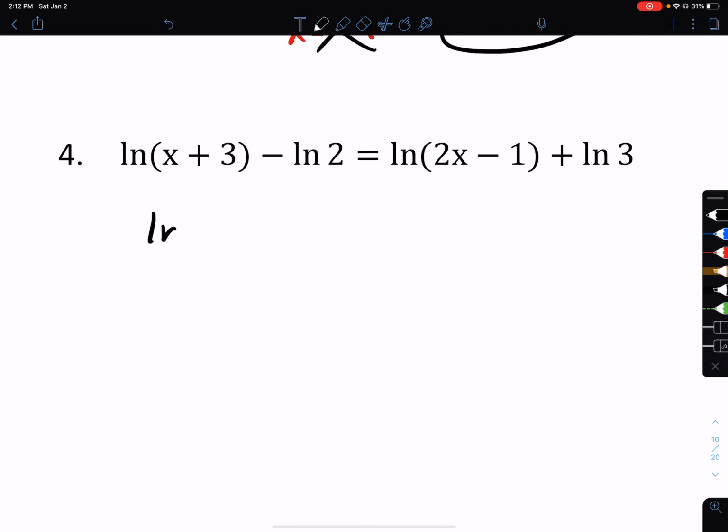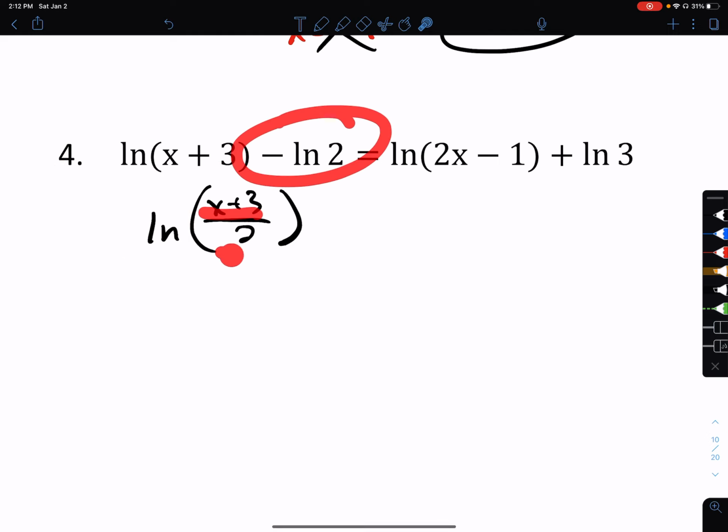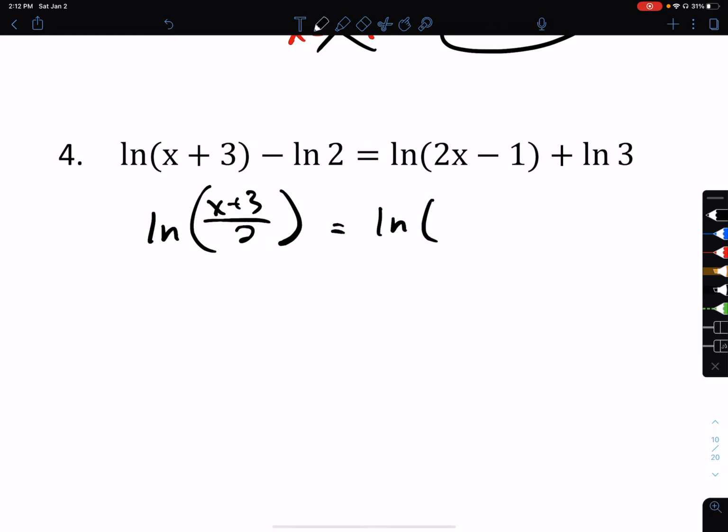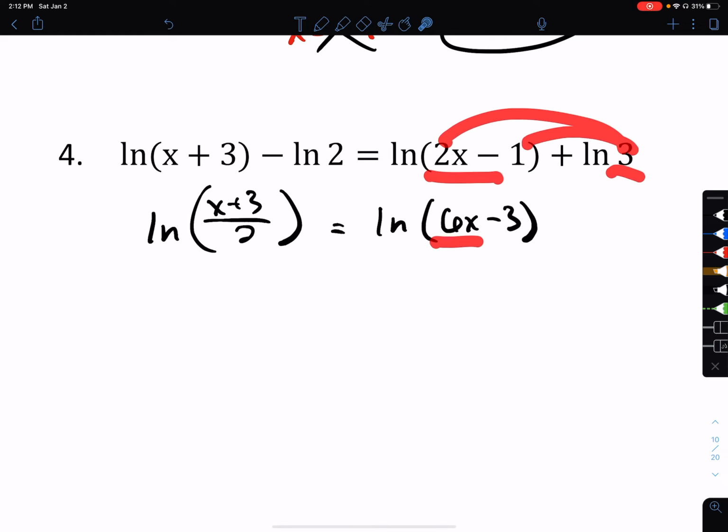So on the left, I'm going to write this as natural log of x plus 3 over 2. It's the quotient property. We're subtracting these logs, write it as one log. The positive logarithm, its argument goes on top. The negative logarithm, its argument goes on the bottom. On the right, we're going to have natural log of 6x minus 3. We are adding two logarithms, the same base, e. So we multiply the arguments. 3 times 2x is 6x. 3 times a minus 1 is a minus 3.